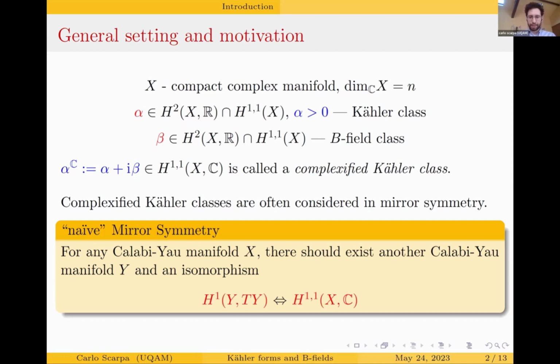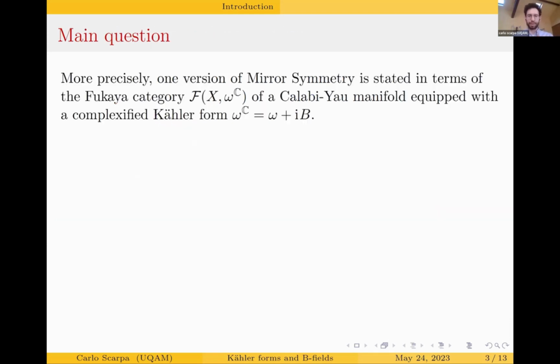So let's go slightly deeper in this mirror symmetry theory to see what our main question will be today that we are trying to answer. So let me be slightly more technical for one minute. There is one version of mirror symmetry that's stated in terms of the Fukaya category of a Calabi-Yau manifold. But this is defined by the pair of the manifold together with a complexified Kähler form, so something of the shape Kähler form plus I times a B field, so an element of beta.